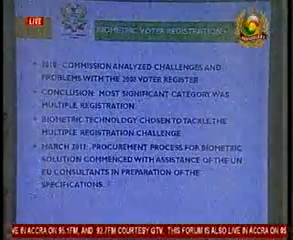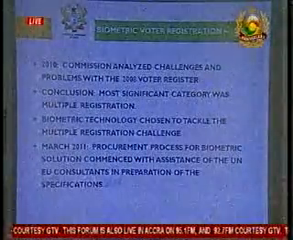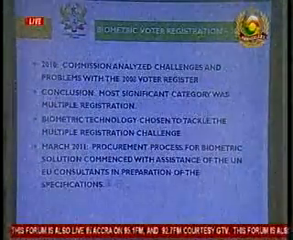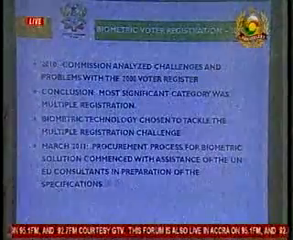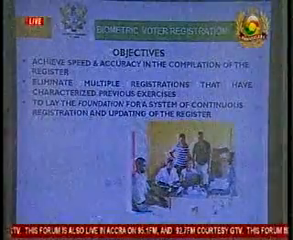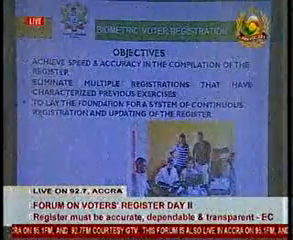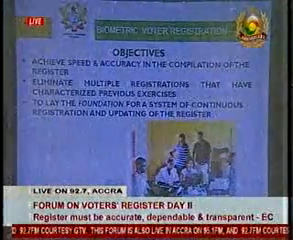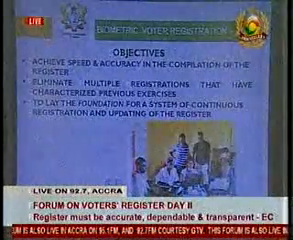In March 2011, the procurement process started. The EC had assistance from UN and EU consultants in preparing the specifications for the system they were going to procure. The objectives of the system were: we needed speed and accuracy in the compilation of the register. We needed to eliminate multiple registrations. We needed to lay the foundation for a system of continuous registration and updating of the register.